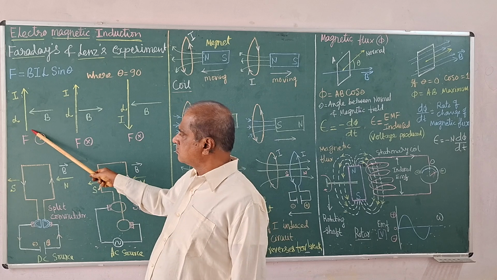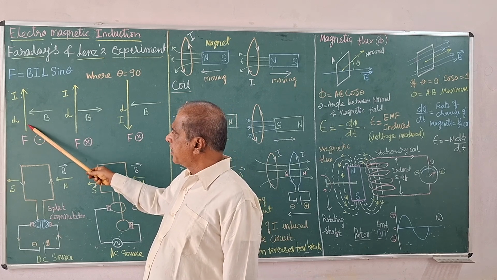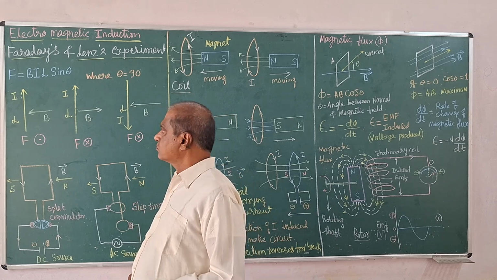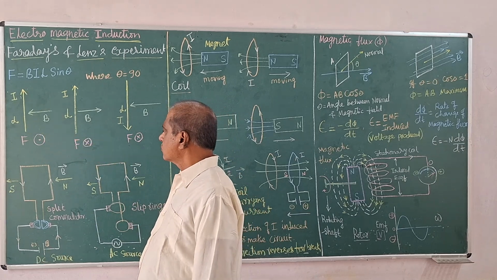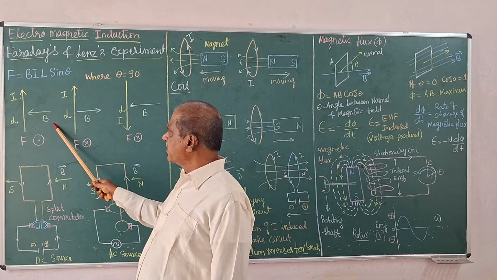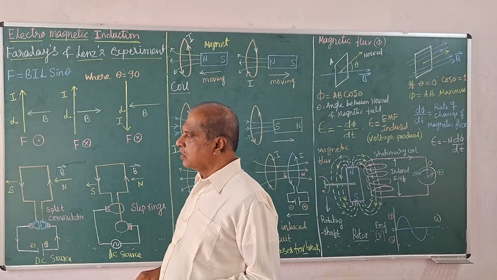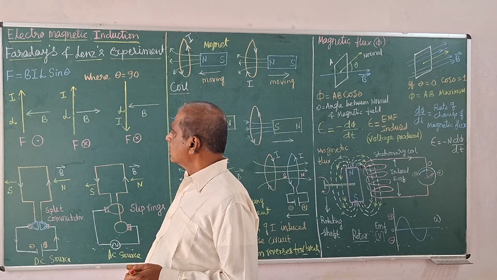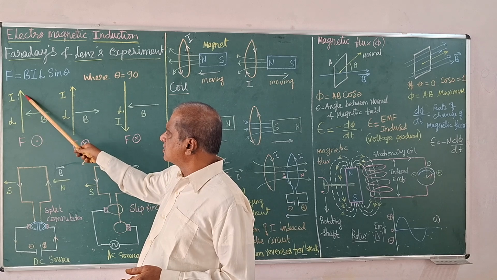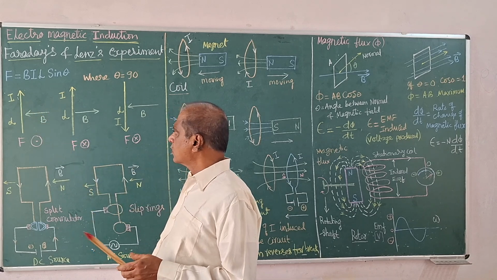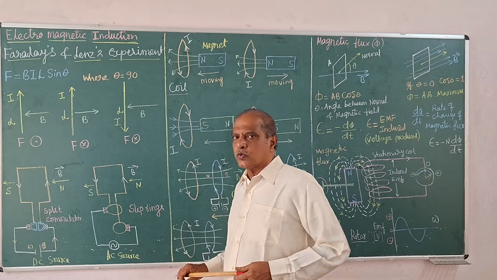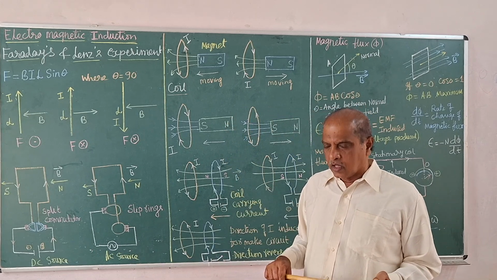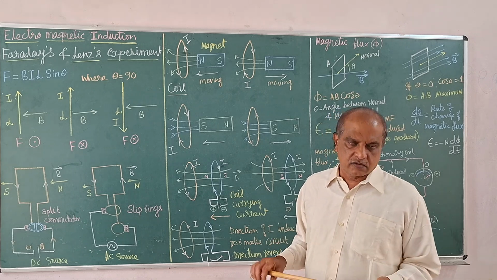This is the conductor carrying current. It is a straight conductor with the direction of the current shown, and there is a magnetic field, its direction as shown. This interaction between the electrical conductor and the magnetic field produces a mechanical force. That force is also called the magnetic force or Lorentz force.